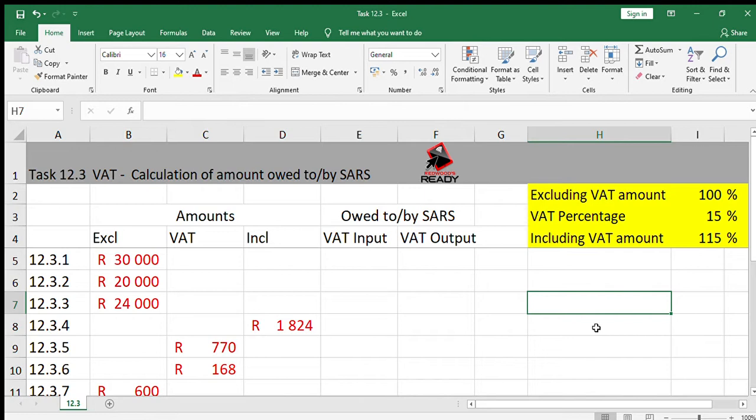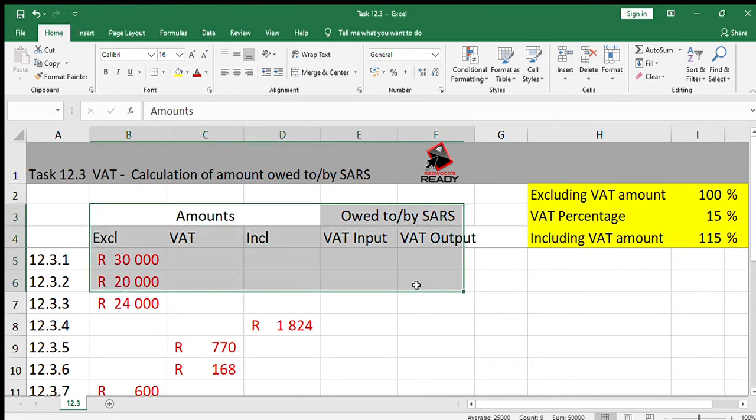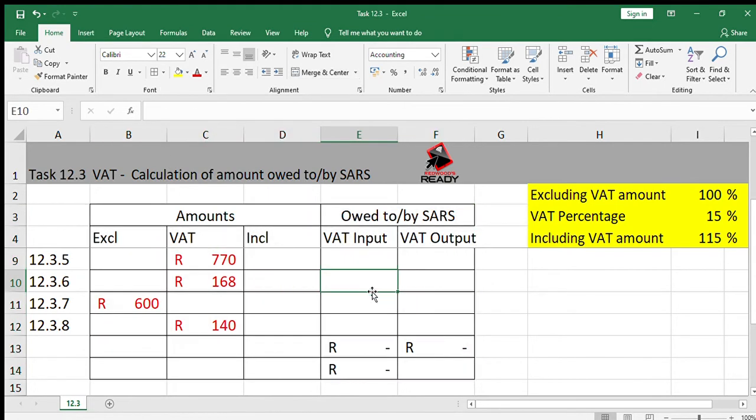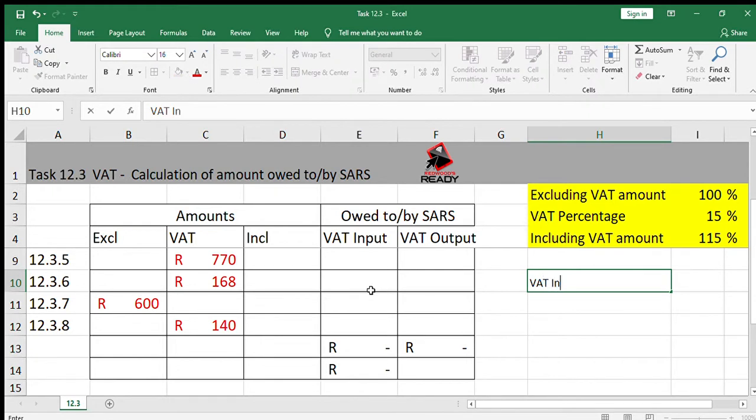Okay, so before we start with that, this question has two columns here, VAT input and VAT output. So let's just talk a little bit about what is VAT input and what is VAT output. VAT input, you must remember, is paid on purchases, and it can be claimed back from SARS.